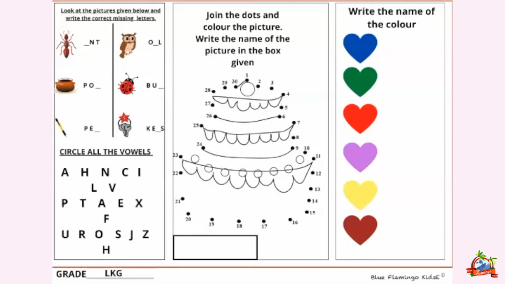See the next picture. It is of a pot. Pot बना हुआ है. What is the spelling of pot? P-O-T, pot. So the last missing letter is T. Okay, that is T.